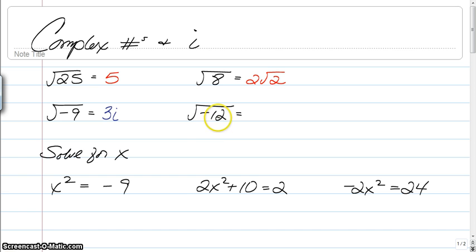So the square root of a negative 12, you still break down the negative 12, and you're still going to get your 2 root 3. But now it's going to be 2i root 3. The i comes right before your radical when you're simplifying.